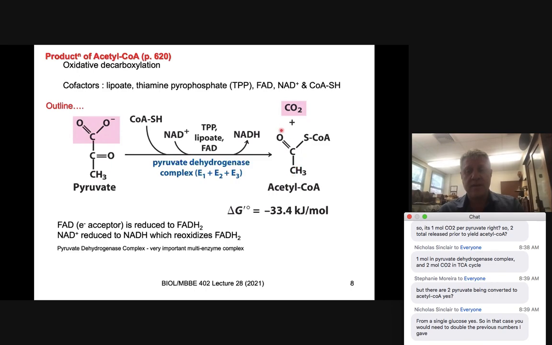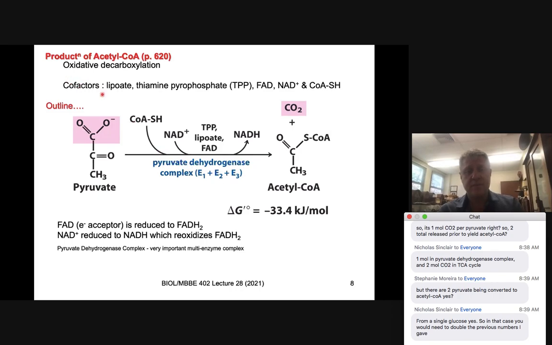So again, we've added that acetyl group to the coenzyme component, and look at the energy surplus. We get minus 33.4 kilojoules per mole. So very, very handy reaction. But again, it needs to be highly regulated and controlled because this is the gatekeeper from glycolysis into the TCA cycle.